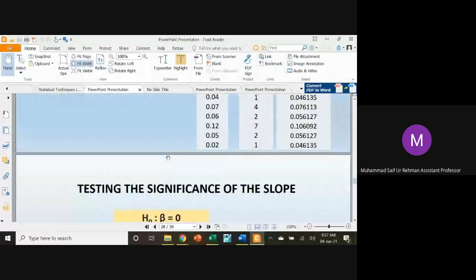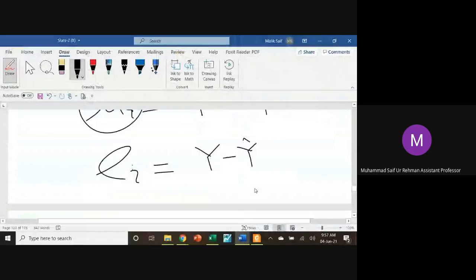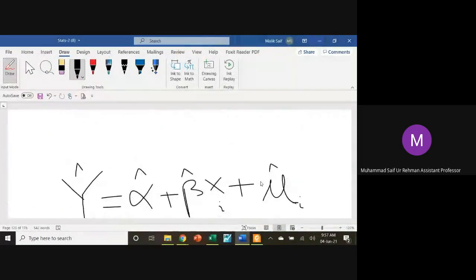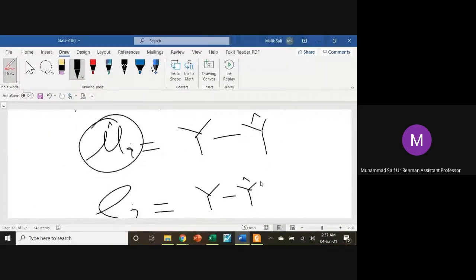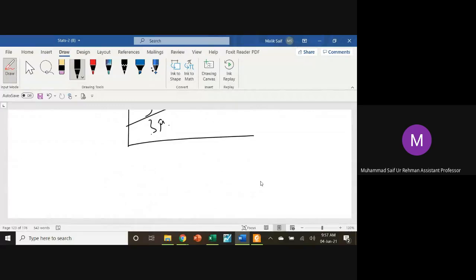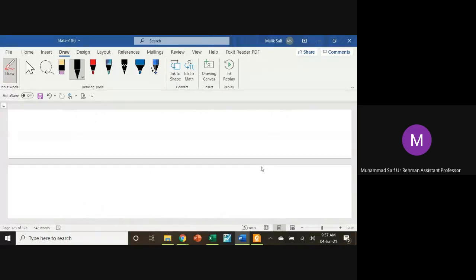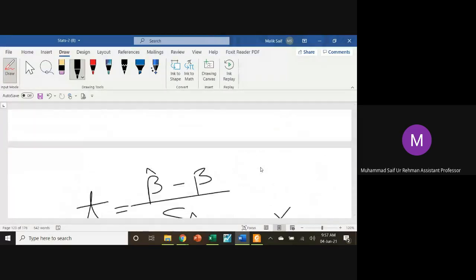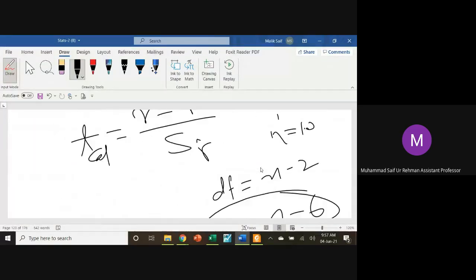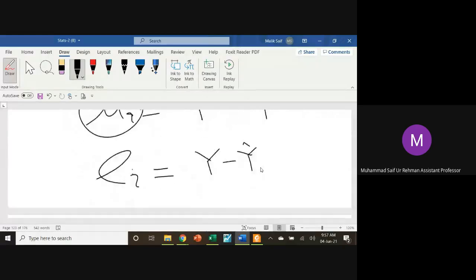Okay, so you will see several things in econometrics. Don't worry, inshallah, everything will be all right. So almost we have covered the basic things that are important when you study econometrics.